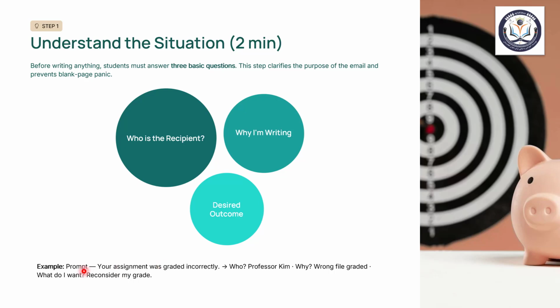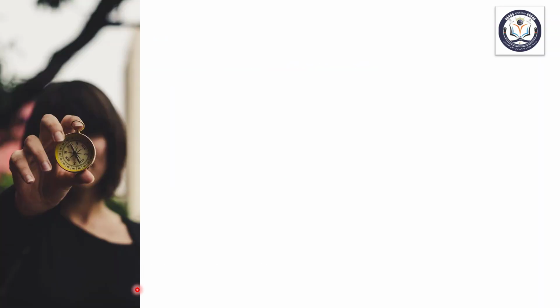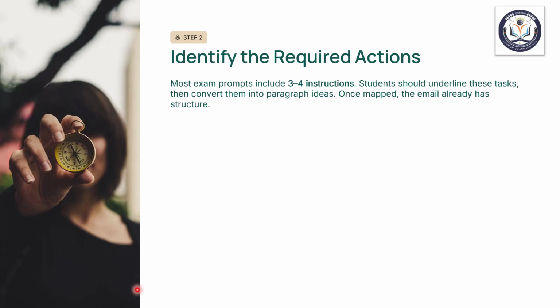So here the prompt is, your assignment was graded incorrectly. So who is the recipient? The professor. Why? The wrong file was submitted. And what do I want? It means the desired outcome: reconsider my grade. This is the first step in going ahead with good email writing, understanding the situation. So let's go ahead to the next part.